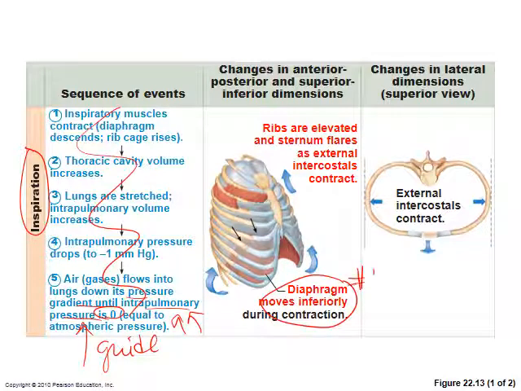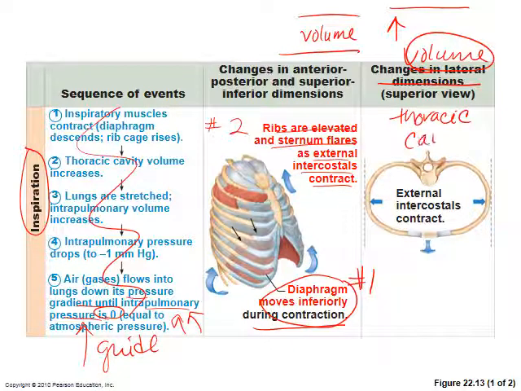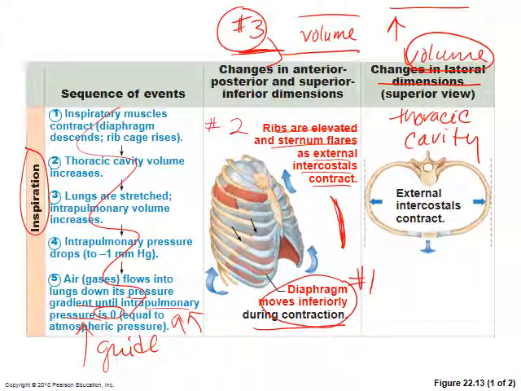Start here. Number 1, diaphragm moves inferiorly during contraction. 2, ribs are going to flare. Sternum is going to flare, intercostals are going to contract. You're going from a volume in your thoracic cavity that looks like this, and you're going to a volume that looks like this. So you have increased the volume of your thoracic cavity. So number 3, tell me about the volume. When I do 1 and 2, what happens third? Tell me something about increasing the volume of your thoracic cavity.